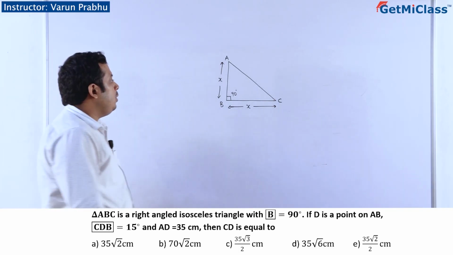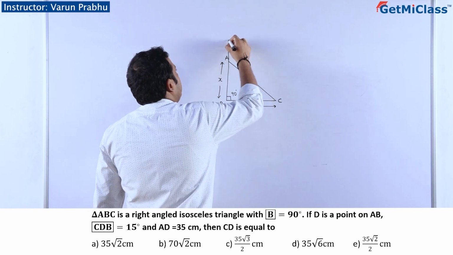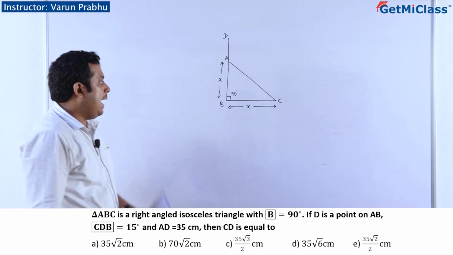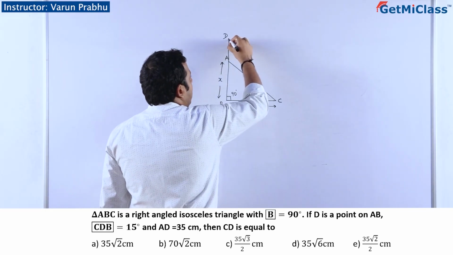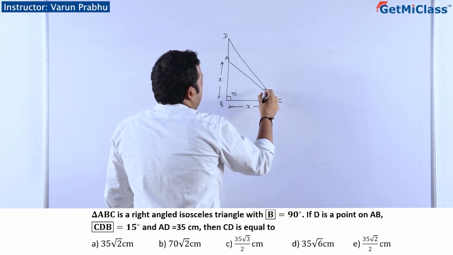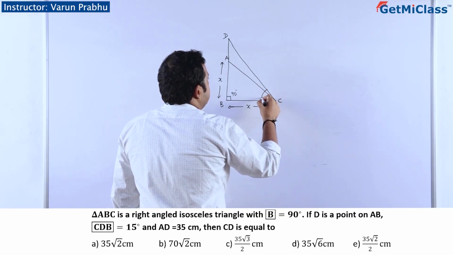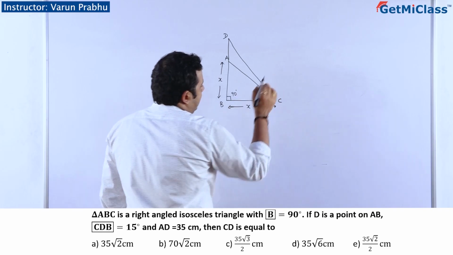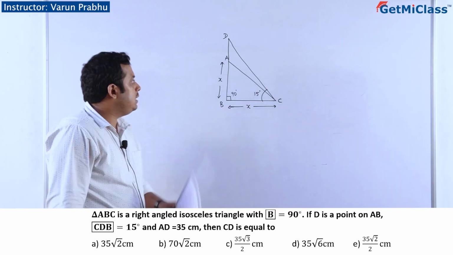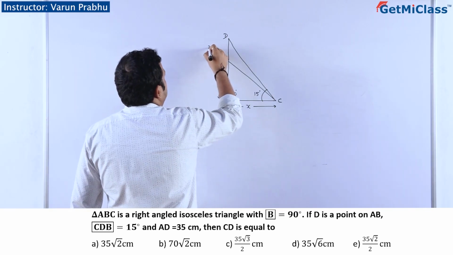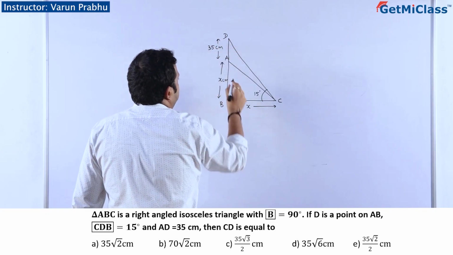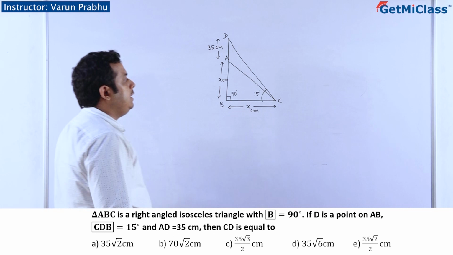If D is a point on AB such that angle CDB is equal to 15 degrees. It's given in the problem. And AD is equal to 35 centimeters. So this also I'll take as x centimeter and x centimeter.